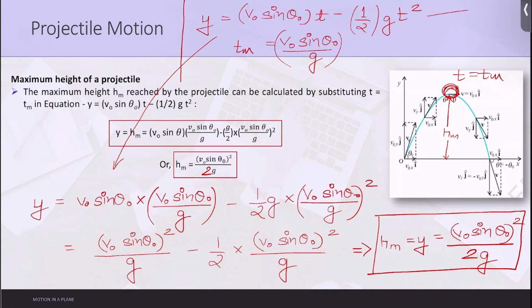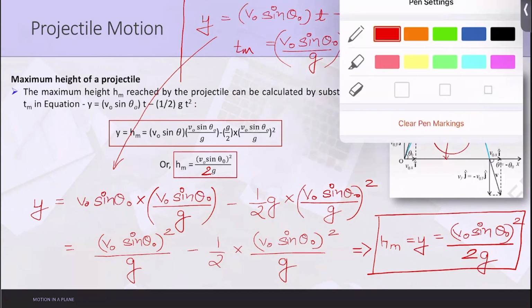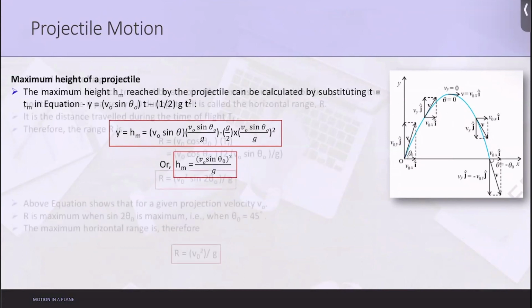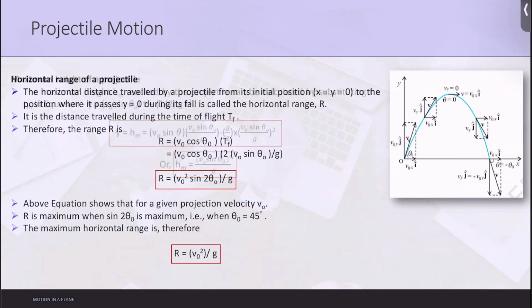So how did we obtain it? We just put the value of t is equal to tm here, and therefore finally we obtained that v naught sin theta naught whole square by 2g is the maximum height of the projectile. This is the maximum height we talked about. So let us just revise these scenarios and then we can move with the further discussions regarding the range, etc. in the next class.